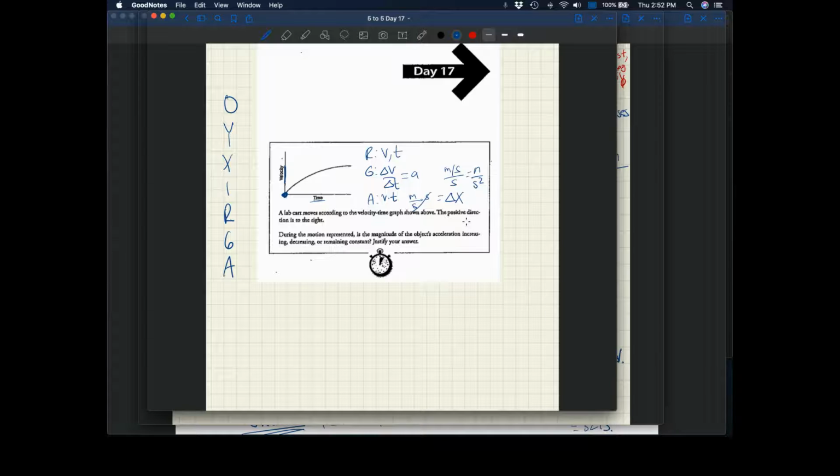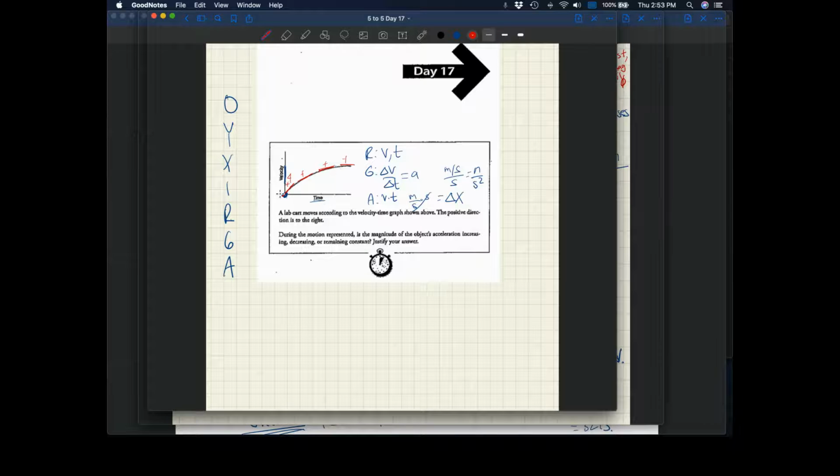So what we're looking for now is the positive direction is to the right. That's great. During the motion represented, let's analyze first what's happening to the velocity. The velocity is increasing and seems to level out at a value and maybe constant at the end. The acceleration is given by the slope, and so we draw a tangent there, and a tangent there, and a tangent there, and a tangent there. We can see that the slope in all of these cases is positive, but it has a decreasing magnitude.